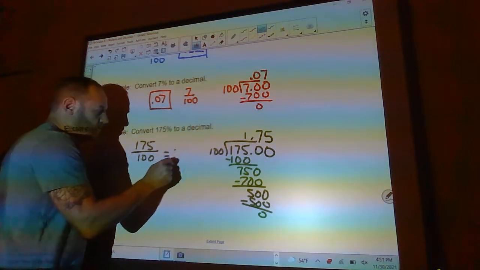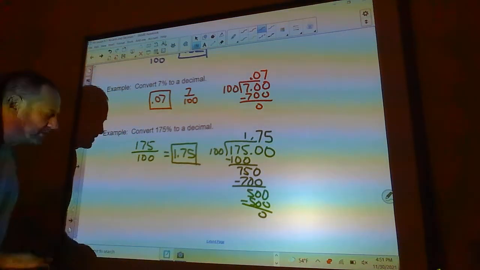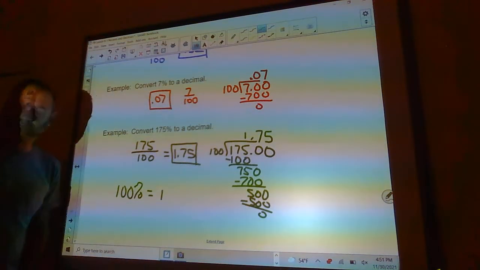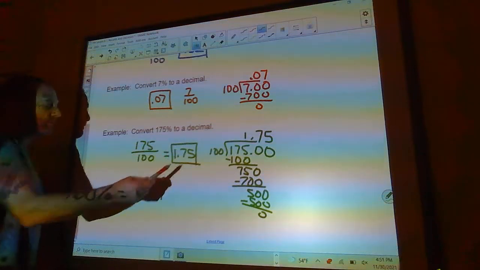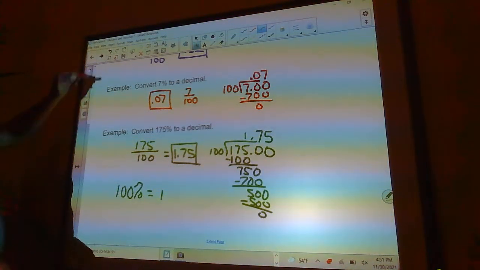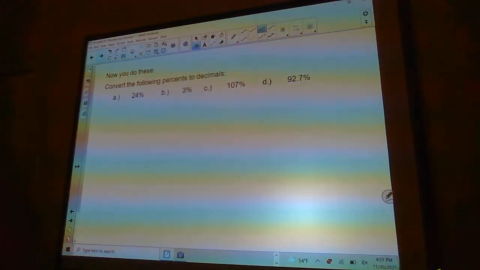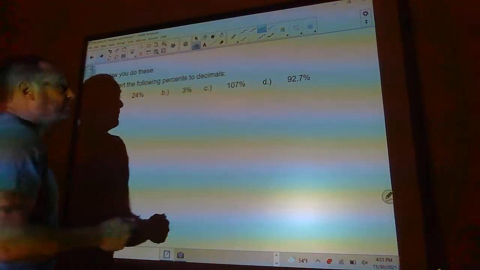So 1.75. Remember, 100% is the number 1. Okay? So 175% is going to be 1.75. Okay, so you get to do these. So pause the video here, do these 4 problems, convert those to decimals, and then jump back on and see that you got them right.